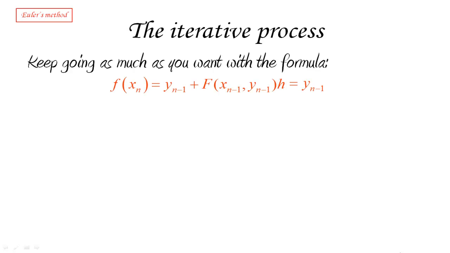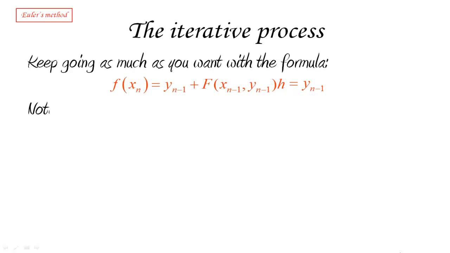We're going to compute the next y value, f of xn, by using the previous y value, yn minus 1, the previous step, and then computing what the slope is at that last point that we figured out, multiplied by h, and that will give us our yn.